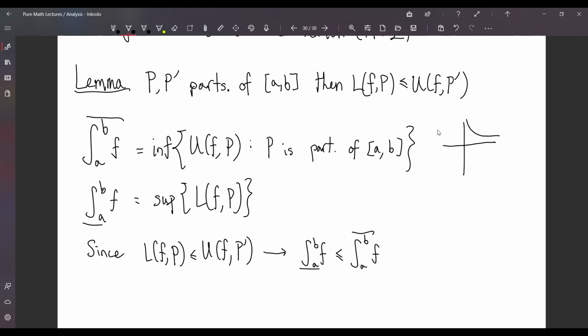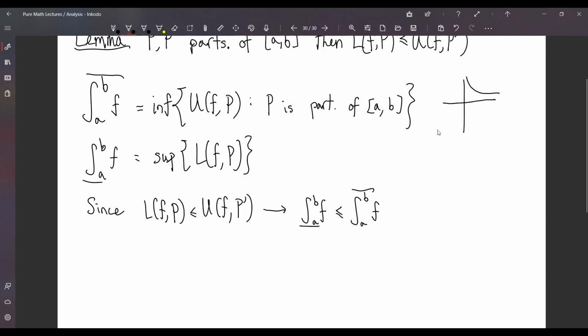Again, one way you can argue this is through contradiction. If you assume that the upper integral is less than the lower integral, then you can find some contradiction using properties of supremum and infimum.